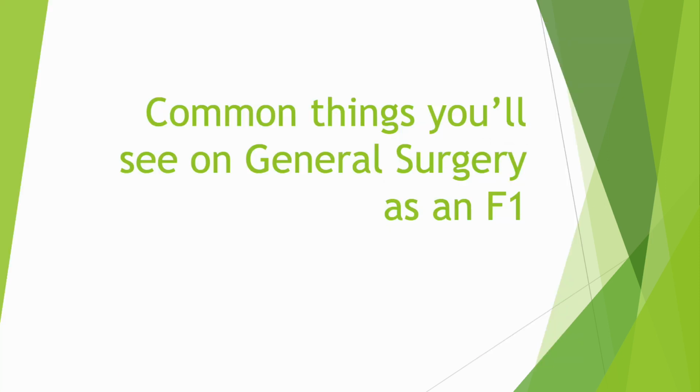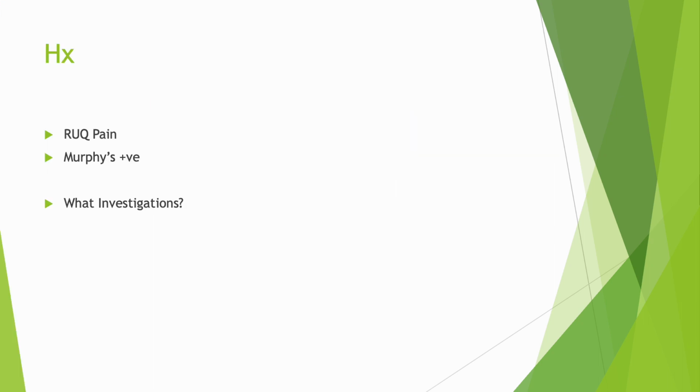So now we're just going to do a brief run through of some common cases that you might see as an F1 on general surgery and their relevant imaging as well. So for a bit of background, we've got a 45-year-old female who has a high BMI who presented to A&E with right upper quadrant pain, which is Murphy's positive, and vomiting.